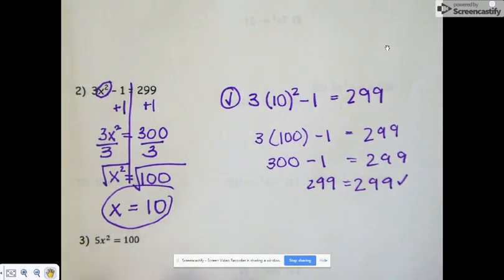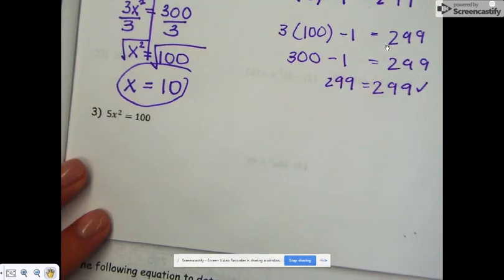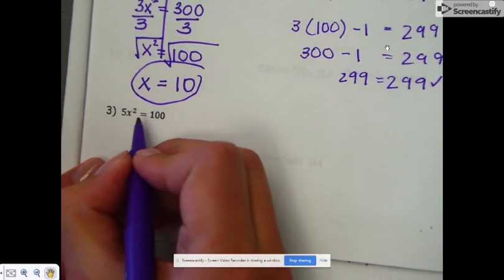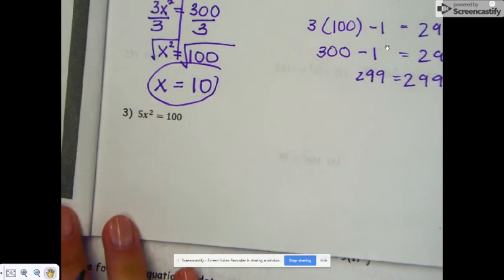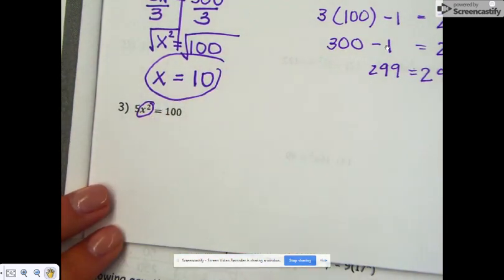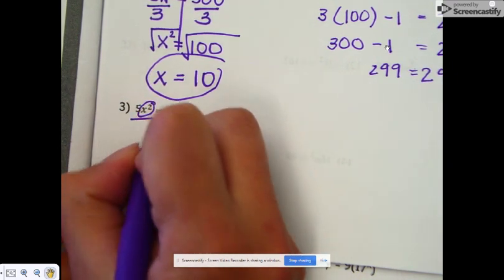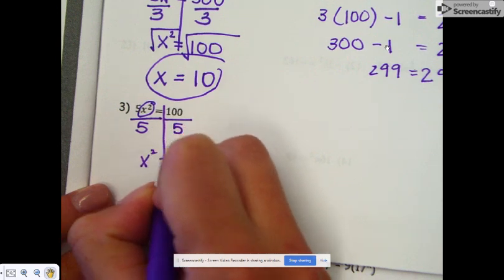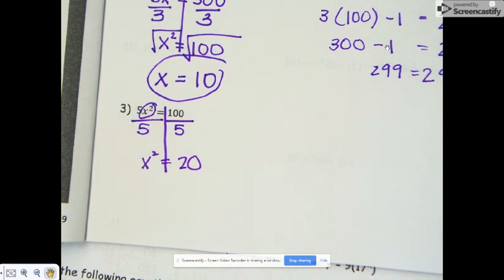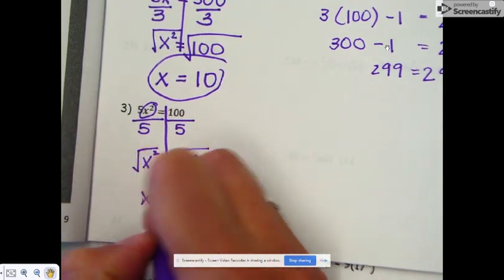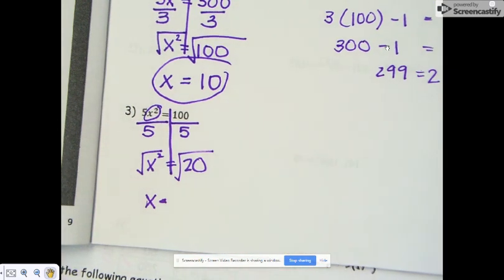Last but not least, I can do this one, which doesn't work out very nicely. Again, I have to get this x squared by itself before I can take any square roots. To get x squared alone, I'm going to divide by 5 on both sides. So I get x squared equals 20. Now I'm ready to do my square root because x squared is alone. If I take the square root of x squared, I get x. But I can't take the square root of 20 nicely.